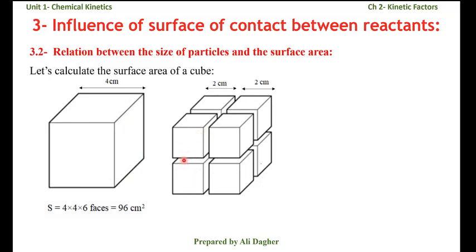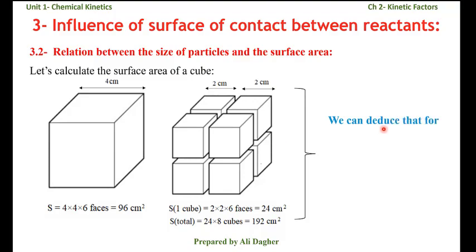Now let's compare it with the surface of the 8 cubes. The surface of one small cube is side times side times number of faces, equal to 24 centimeters square, but we have 8 cubes, then the total surface is 24 times 8 equals 192 centimeters square. The same cube is divided into 8 small cubes. Now the surface becomes bigger. We increased the surface of one cube when we divided it into small cubes.